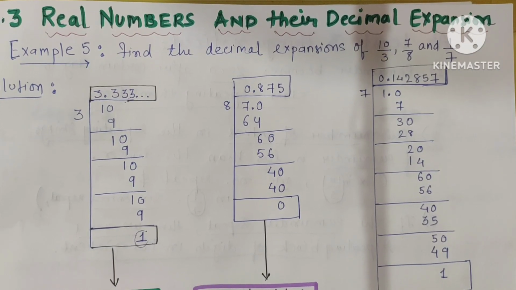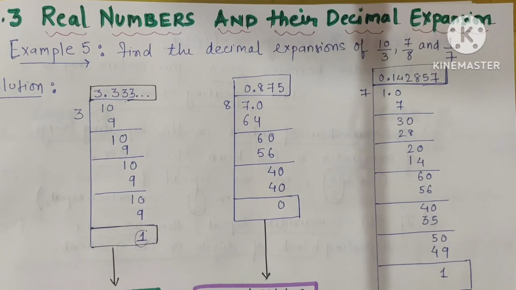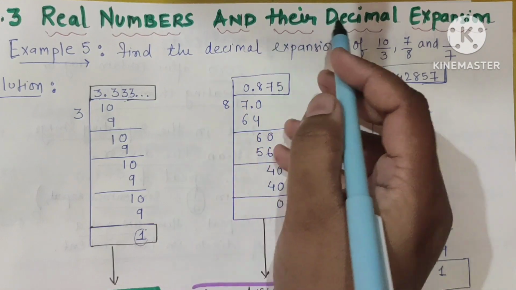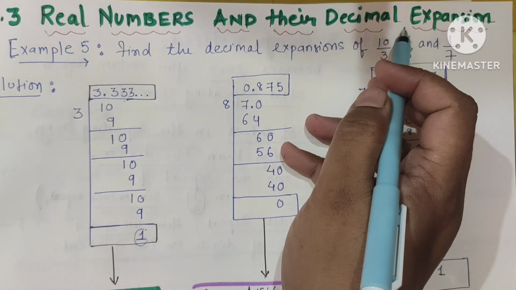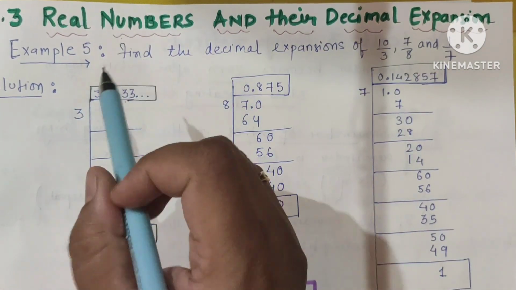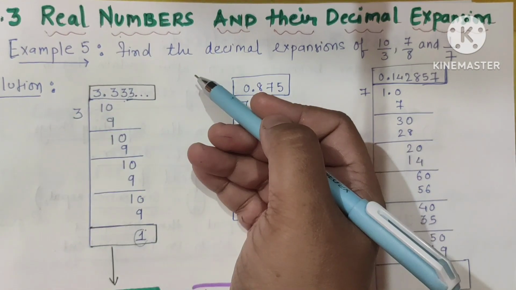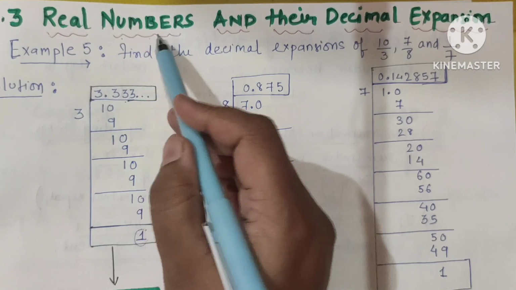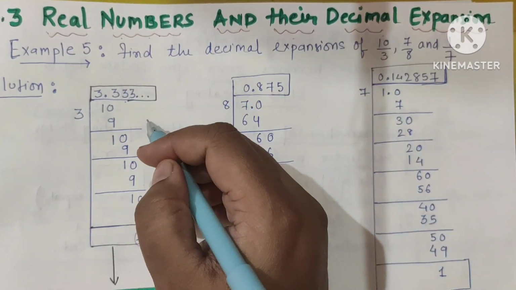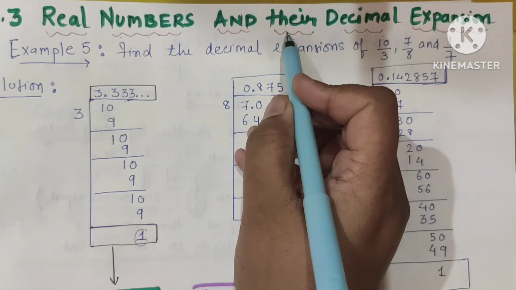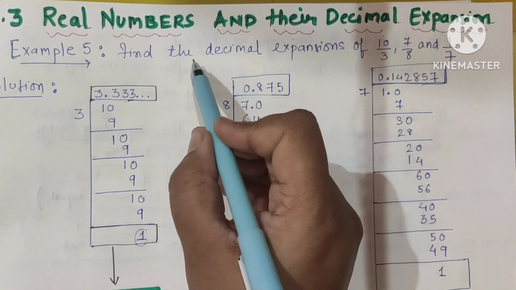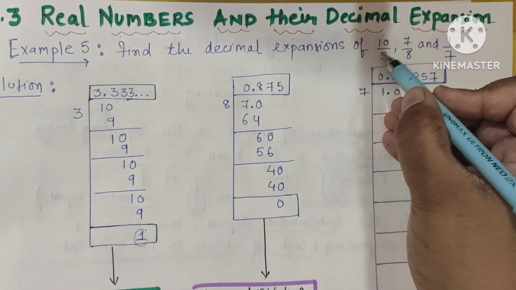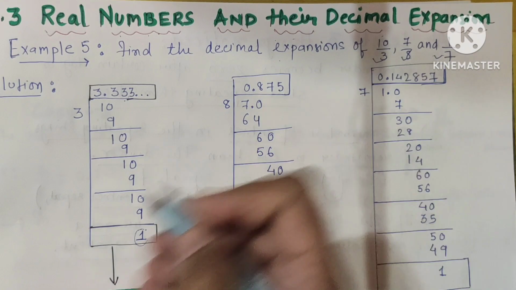Hello everyone. Today we will start with the topic real numbers and their decimal expansion. Now real numbers can be rational or irrational. Now how you have to understand these real numbers with the decimal expansion. Before starting this topic, we'll see the decimal expansion of three numbers given.